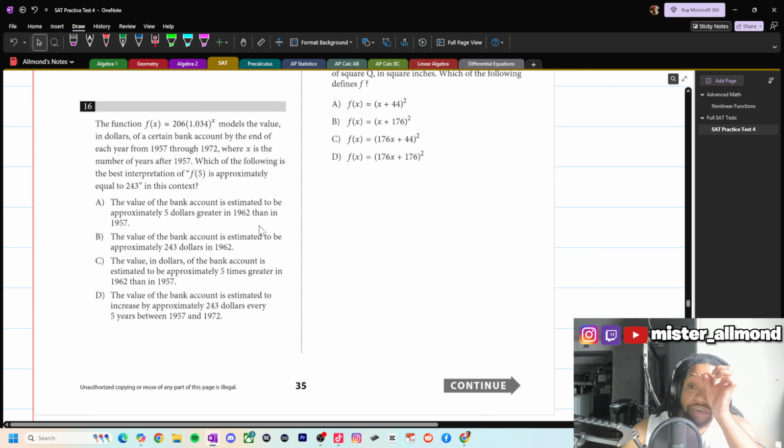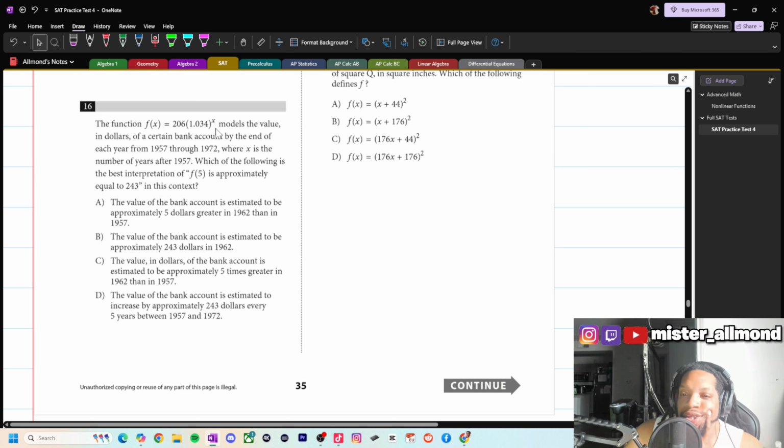Let's keep going. The function f of x equals some exponential function models the value of a certain bank account by the end of the year, from this year to that year, where x is the number of years after 1957. Which is the best interpretation of f of 5 is approximately equal to 243 in this context?